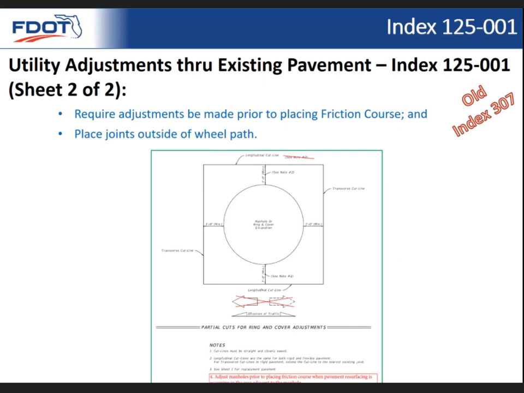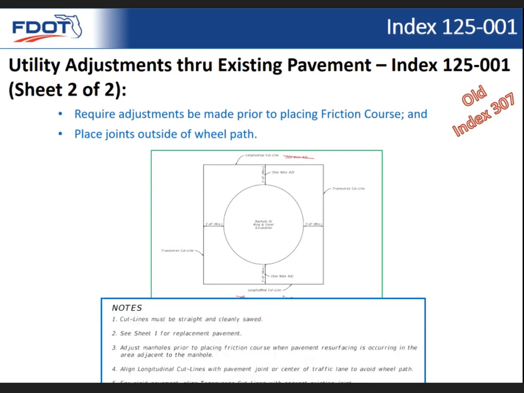And on sheet 202, we made a couple of additional adjustments or updates to the notes relative to adjustment of manholes. Essentially, we want to make sure that any adjustments are made prior to placing any friction course, and that any joints are located outside of the wheel path. So we updated the notes at the bottom of that page to relate that information, as it wasn't previously handled either in the index or the specification adequately.